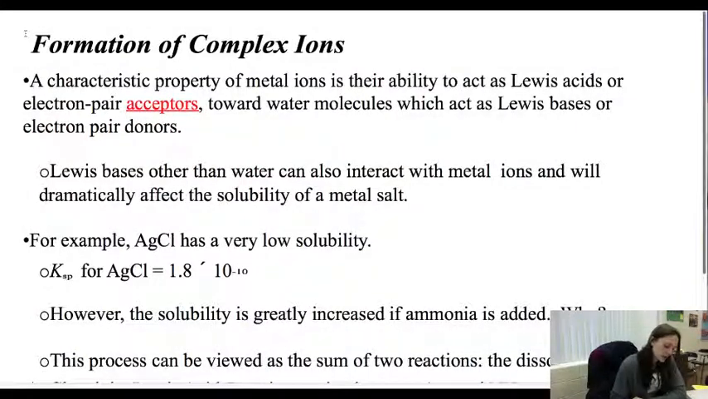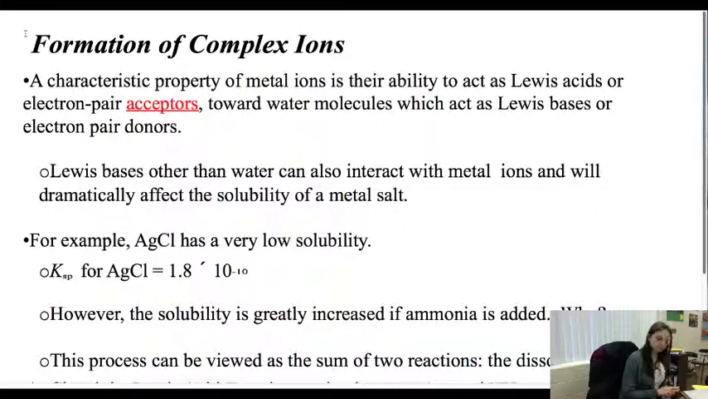All right, look at complex ions. We're going to talk more about these in a few chapters, but we're just going to introduce them here. Okay, a characteristic property of metal ions is their ability to act as a Lewis acid, or electron pair acceptor. And this is when we have water molecules that will act as the Lewis base, or the ones that are donating. So Lewis bases other than water can also interact with your metal ions, and they will dramatically affect the solubility of your salt.